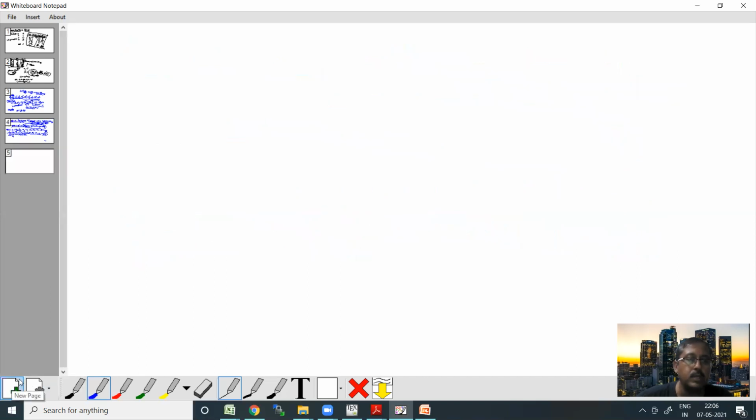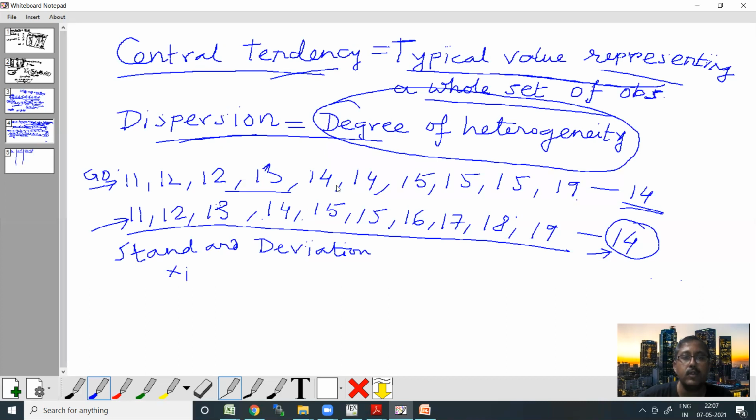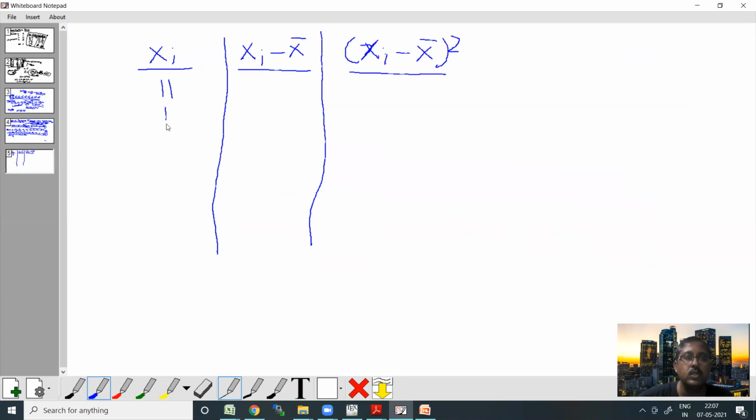Let's just put the individual values of xi one after another. Let me pull out a different page, and I have the xi as one column, and I have already calculated the x bar, and that is 14. Then I calculate xi minus x bar, and then xi minus x bar, the whole square. So what about the xi for the first distribution? 11, 12, 12, 13, 13, 14, 14, then 15, 15, one more 15, and then 19. So this is for the first set of observations.